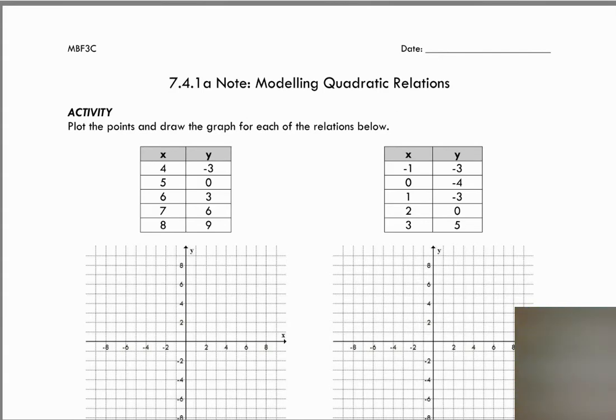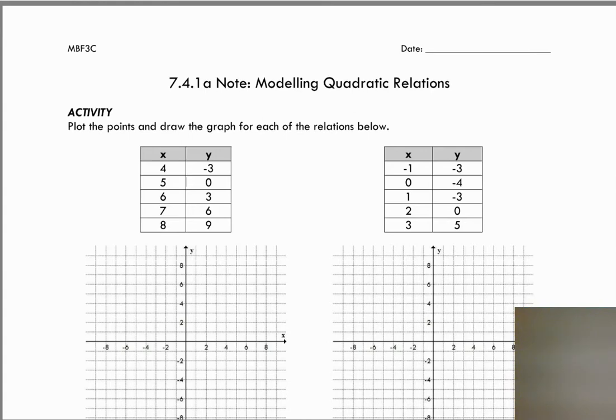And then we talk about the shape it forms as a parabola, and so we talk about some of the characteristics of the parabola. So let's first of all introduce how we come up with quadratic relations versus something like linear, which we've done in the past. So when we plot these two, we'll see if they become obvious. So we plot the points and draw a graph for each of these.